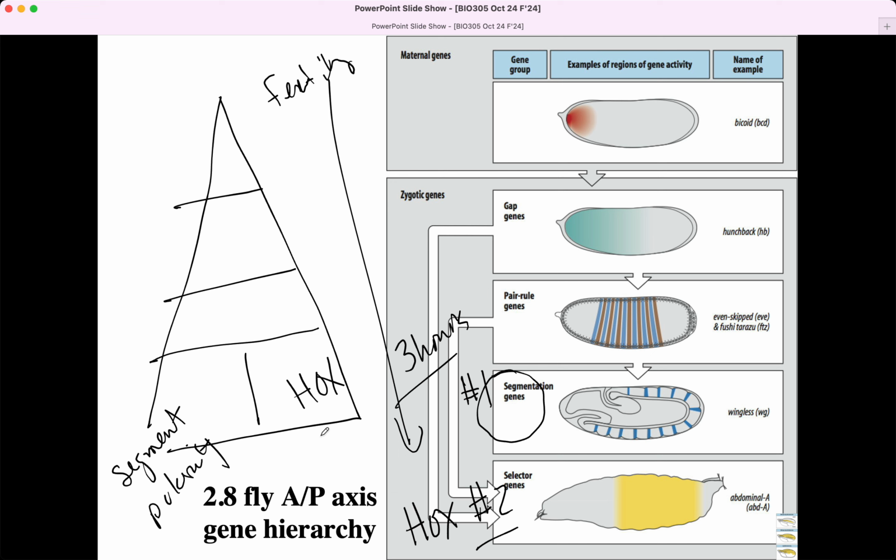Our story's gonna start, because it's so well characterized, it's actually gonna start in the ovary, and it's gonna start at the anterior tip of the ovary, where there are a small number of stem cells producing all of the eggs.